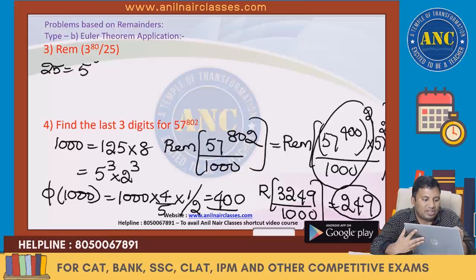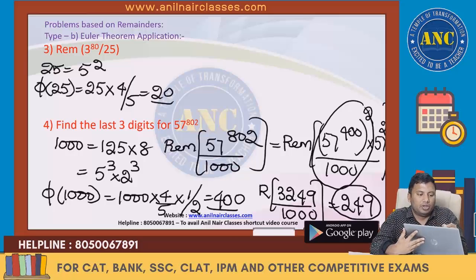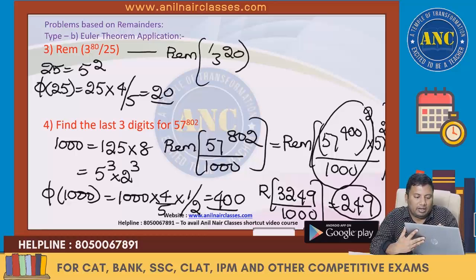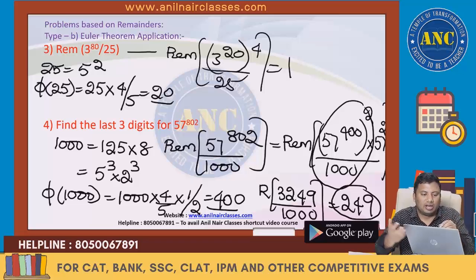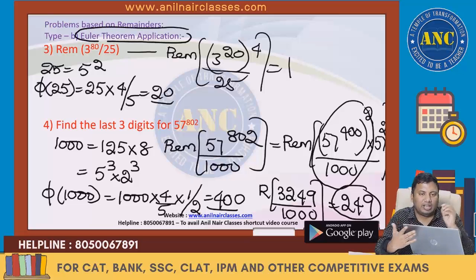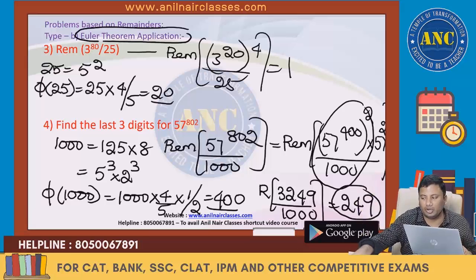25 is 5 square. So, the quotient of 25 is 25 into 1 minus 1 by 5. It is 20. So, this is nothing but remainder of 3 power 20 power 4 divided by 25, which is 1, which we solved already. 4 problems. I hope you all are understanding how to use Euler's theorem. Please kindly reply in the live chat if it is clear to you, so that we will get into the next level. Euler's theorem application.